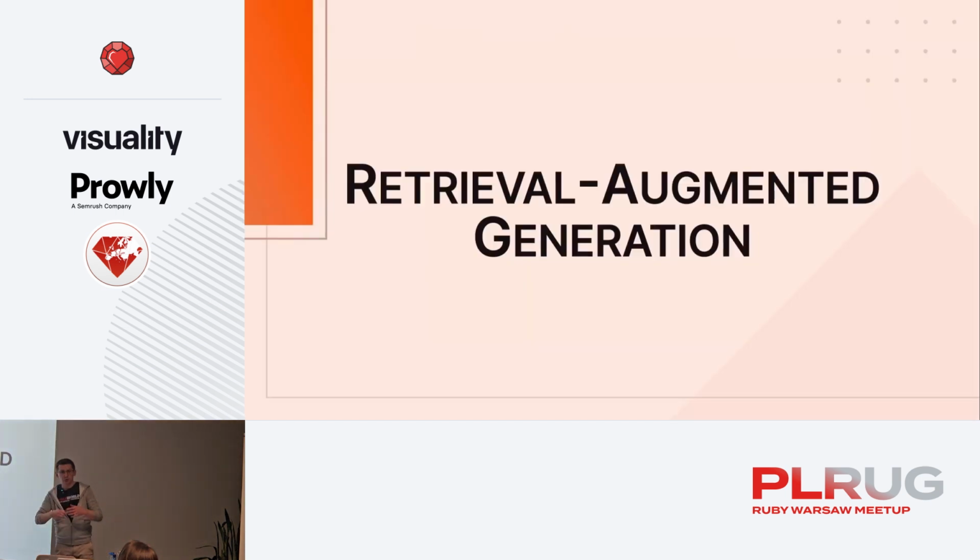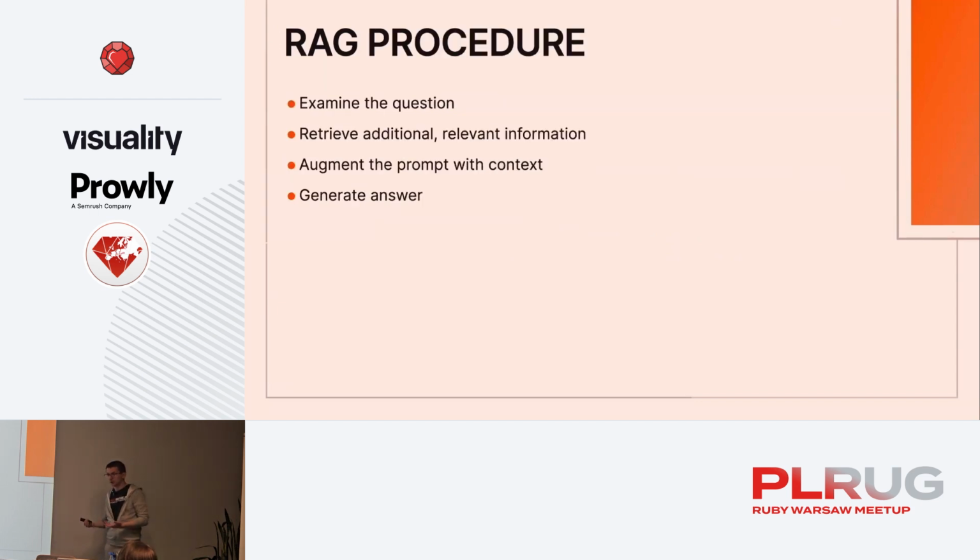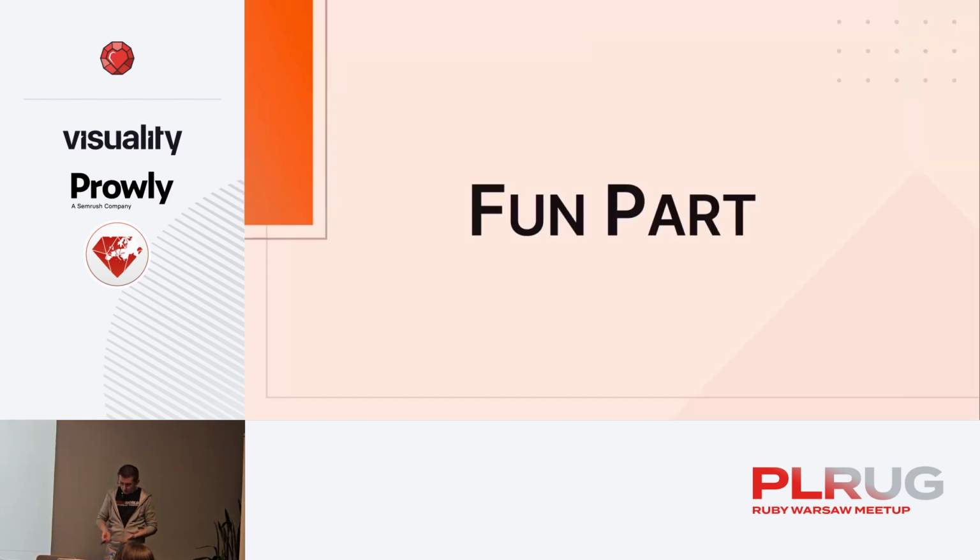All right, so the process, the framework that I've described is called Retrieval-Augmented Generation, RAG in short. And the procedure of RAG is, again, to examine the question, find relevant information, augment the prompt with this relevant information, and generate answers.